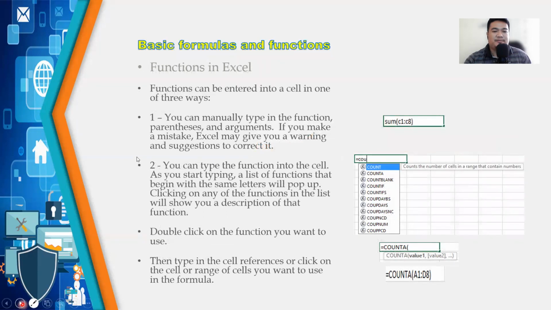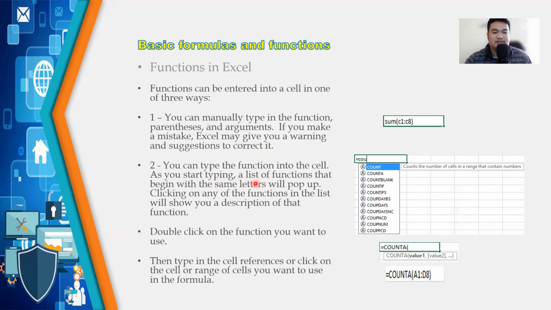Okay, for example, we have here still on the functions in Microsoft Excel. A function can be entered into a cell in one of three ways. You can manually type in the function, parentheses, and arguments. If you make a mistake, Excel may give you a warning and suggestions to correct it. And another one, you can type the function into the cell.